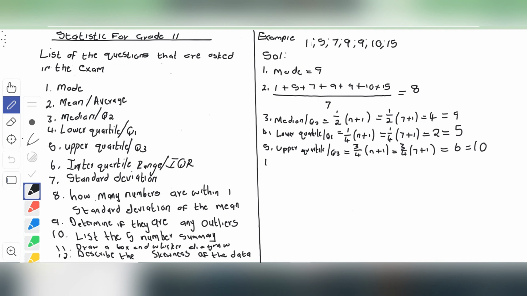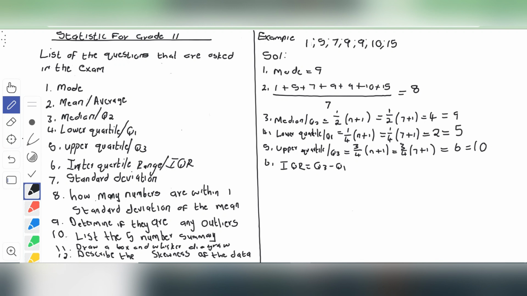Now we come to the interquartile range, which is mostly written like this. The formula of it is Q3 minus Q1.